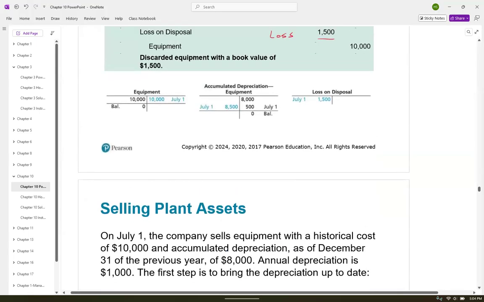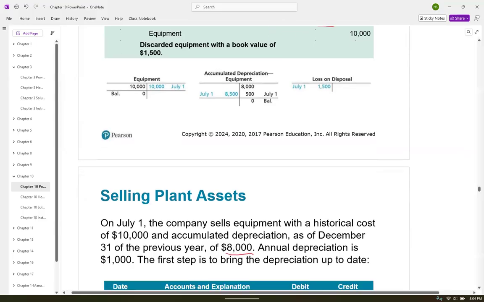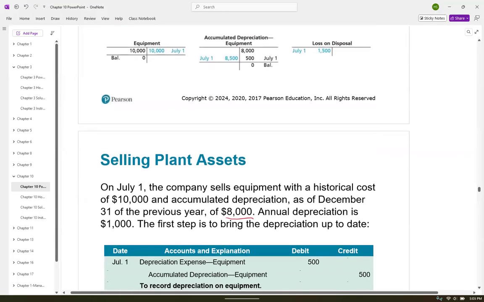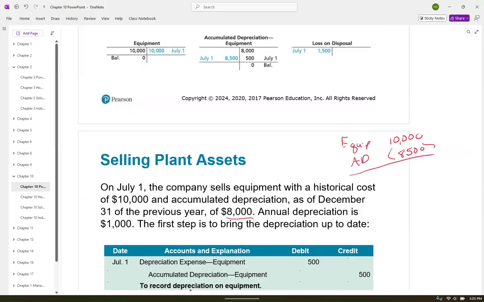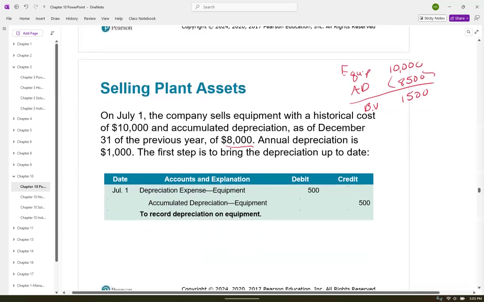So on July 1st, the company sells the equipment with a historical cost of 10,000, accumulated depreciation as of December 31st the previous year of 8,000, annual depreciation of 1,000. So we are bringing the depreciation up to date again. Okay. So we're still sitting out there with equipment of 10,000 and accumulated depreciation of 8,500. So we have a book value of 1,500. Got to bring that up to date.